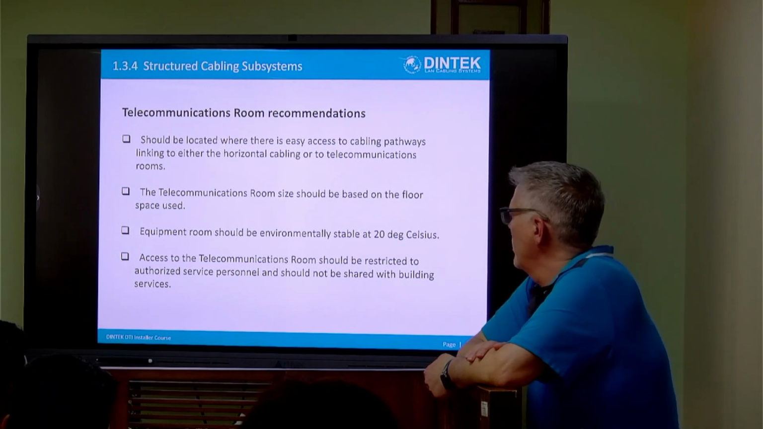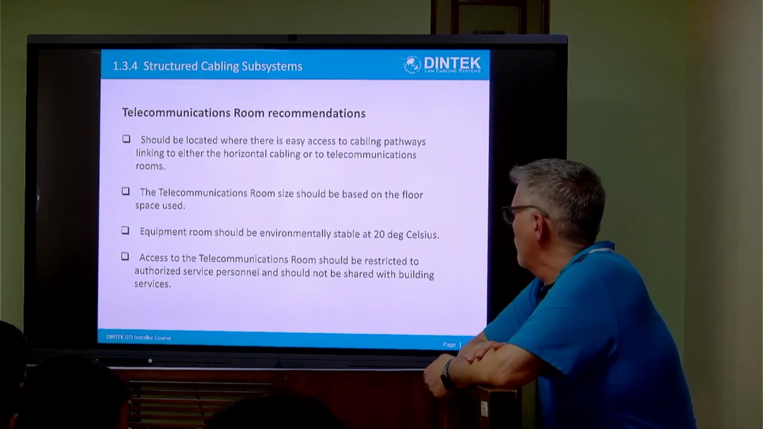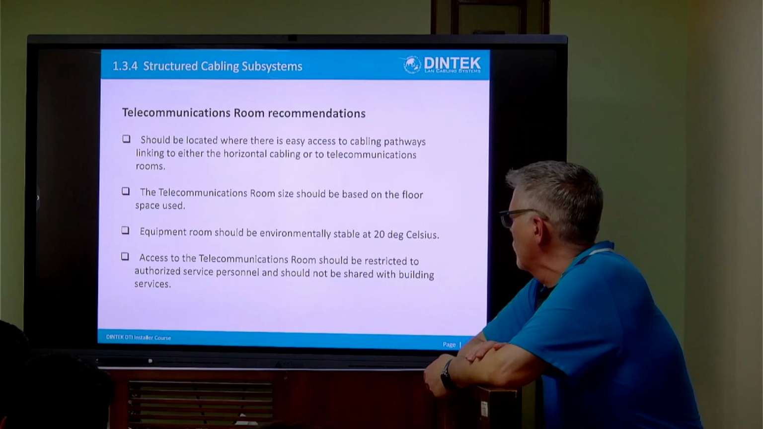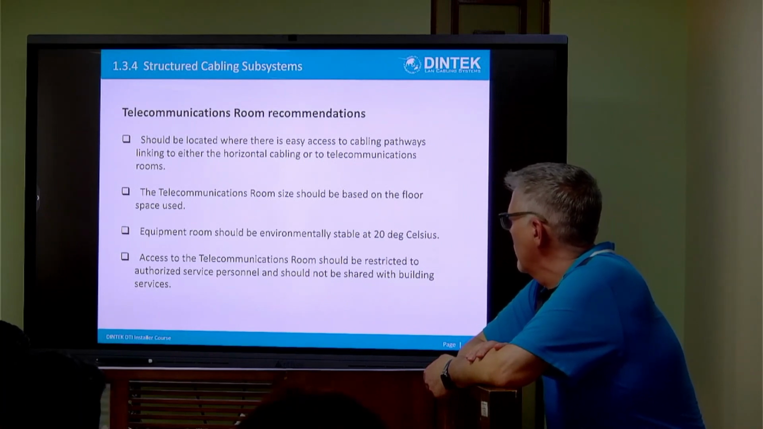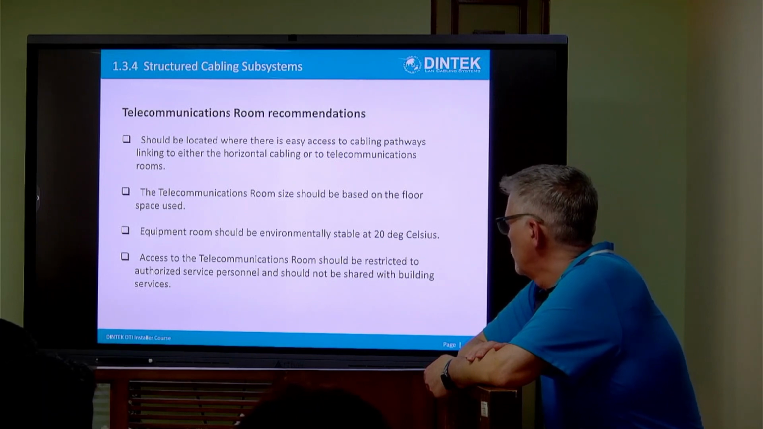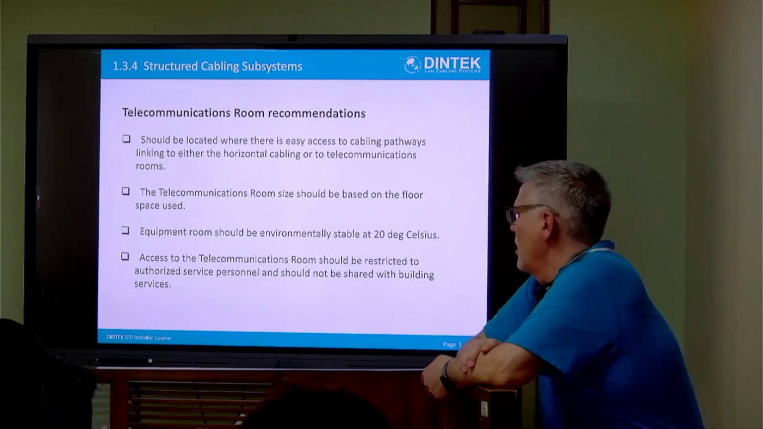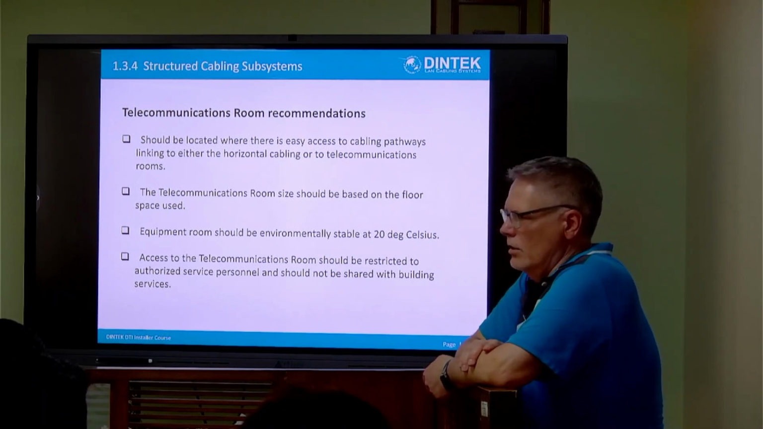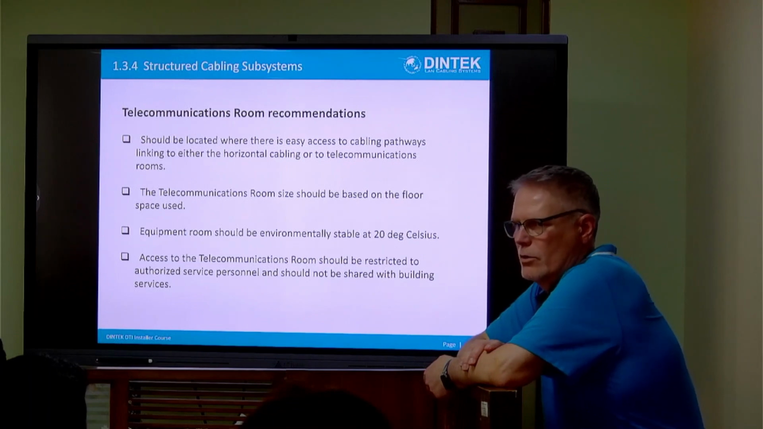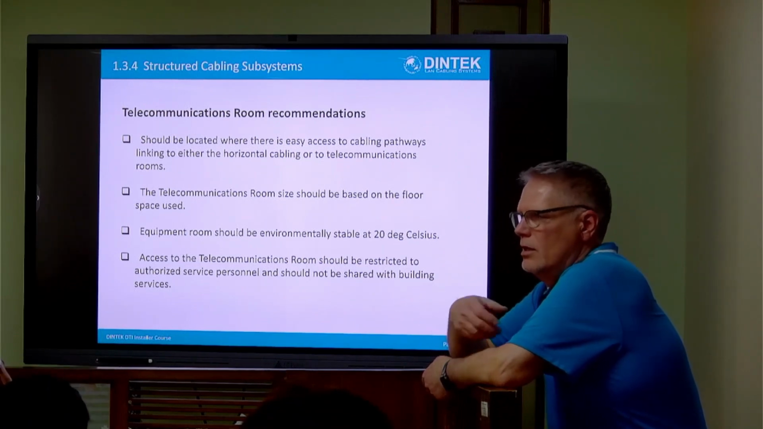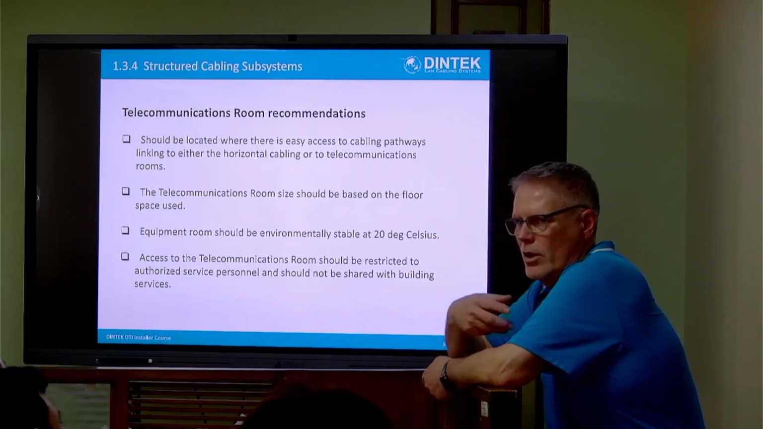Should be located where there's easy access to cabling pathways, linking to either the horizontal cabling or the telecommunications rooms. Should be based on the floor space that's used. We talked about that before. Technically, it should be environmentally stable. Because you've got a lot of electrical equipment in there, you should at least have good airflow through that room.